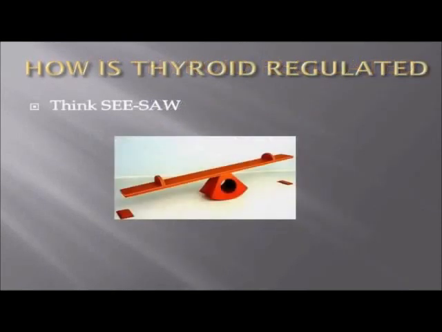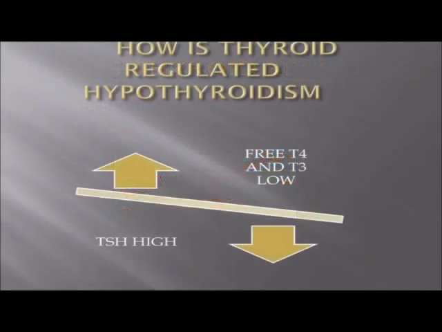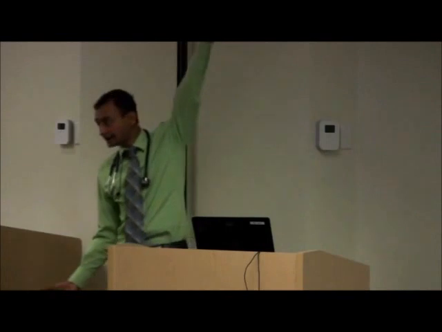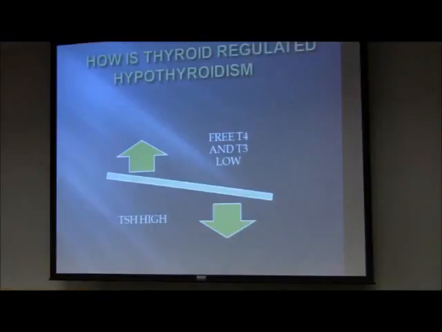So when you have hypothyroidism, your thyroid hormone levels drop low, TSH level goes up. Pituitary produces more TSH, which in turn goes and kicks your thyroid to produce more thyroid hormone. So basically in hypothyroidism, there's high TSH, low thyroid hormone.